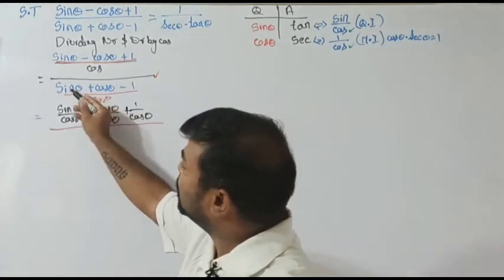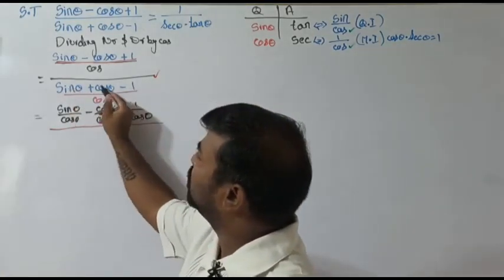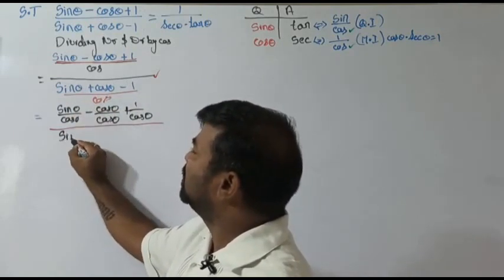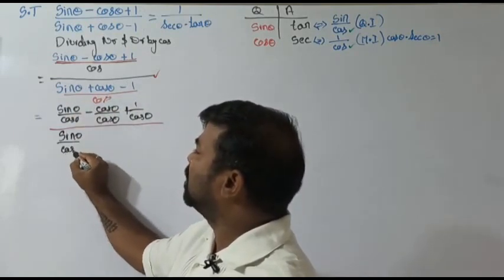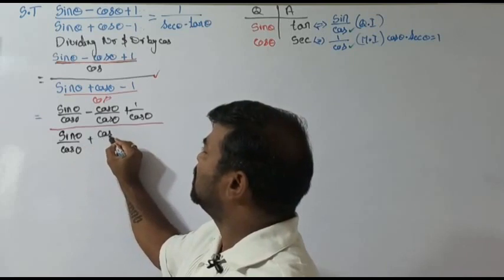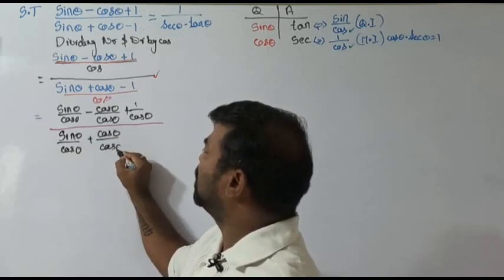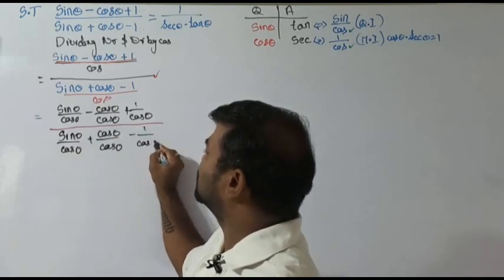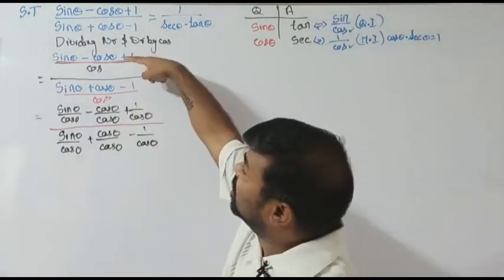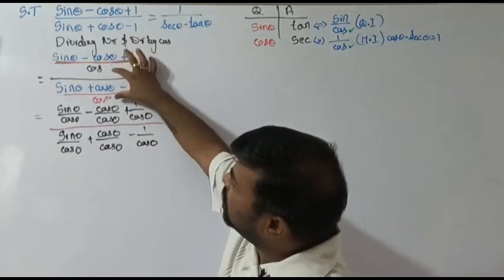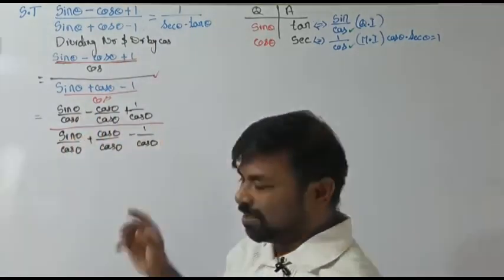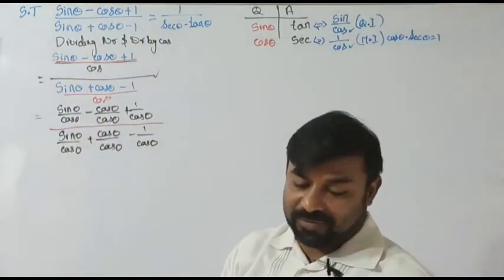Okay, now the denominator, this cos I am splitting for all the three, that is sin theta by cos theta plus cos theta by cos theta minus 1 by cos theta. Hope you understood what I did. Divided both numerator and denominator by cos. Then I have split everyone. So after splitting, what are we getting?